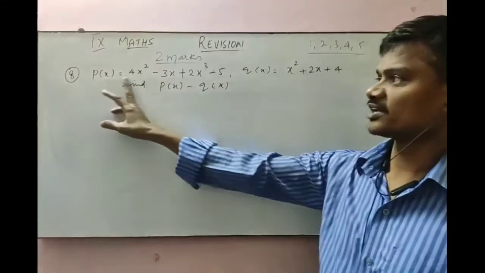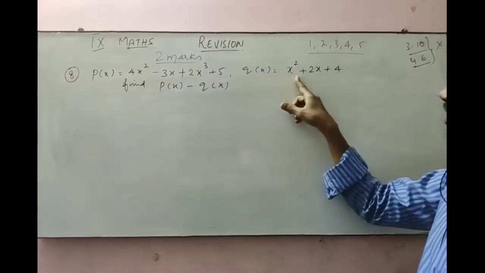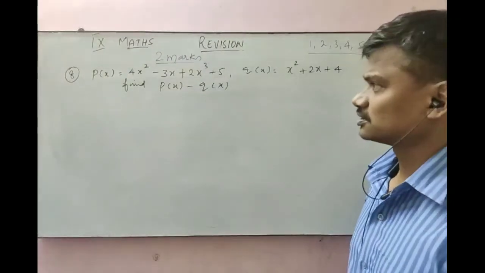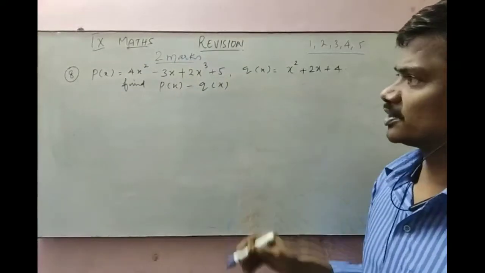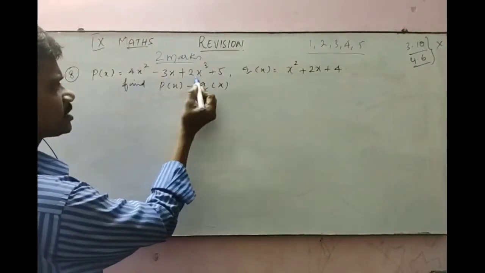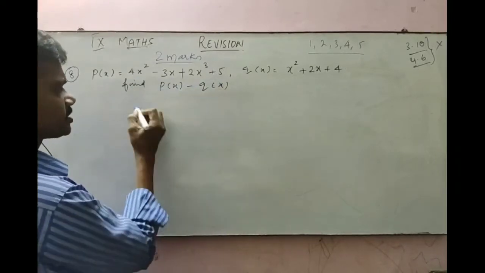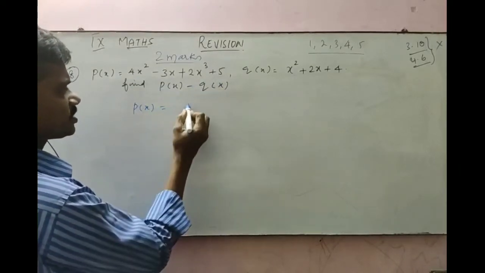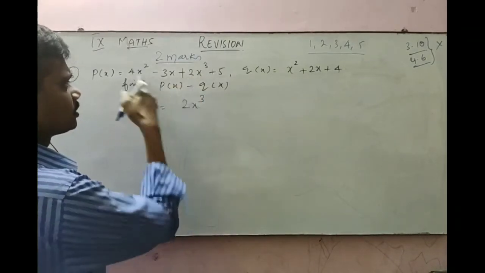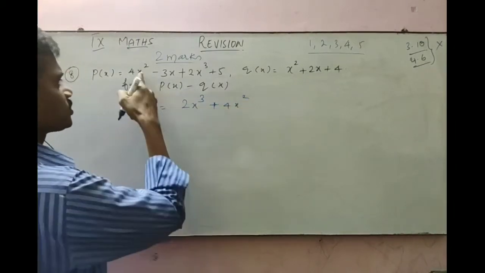Next in the 8th sum, P of x is equal to 4x square minus 3x plus 2x cube plus 5 and Q of x is equal to x square plus 2x plus 4. Find P of x minus Q of x. That means we have to subtract these two polynomials. The first polynomial is P of x, which is given as 4x square minus 3x plus 2x cube plus 5. This is not in the standard form. First we have to arrange this in the standard form. So P of x is equal to, first you have to write the highest power term, that is 2x cube. The next term is plus 4x square, the x square term next.